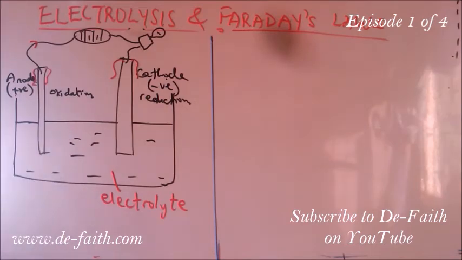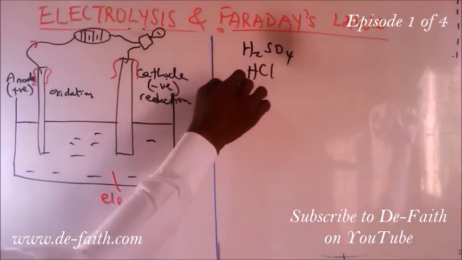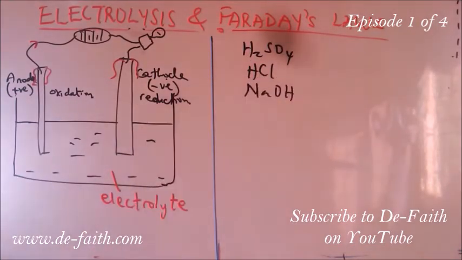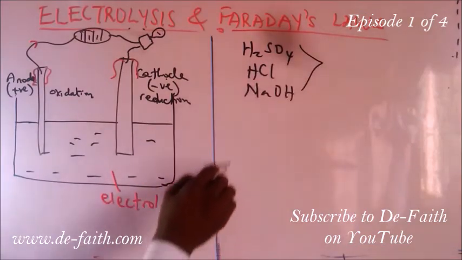We have several types of electrolytes. We have strong electrolytes, we have weak electrolytes, we have poor or non-electrolytes. Examples of the strong electrolytes, we have hydrochloric acid, we have tetraoxosulfate(VI) acid, we have sodium hydroxide. Those are examples. Other examples are calcium hydroxide. These are examples of strong electrolytes.